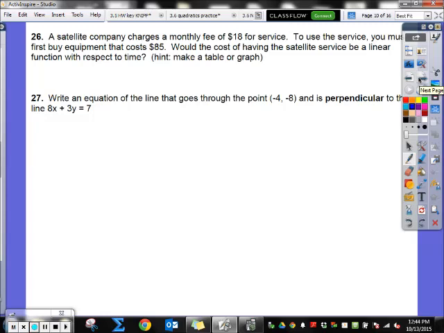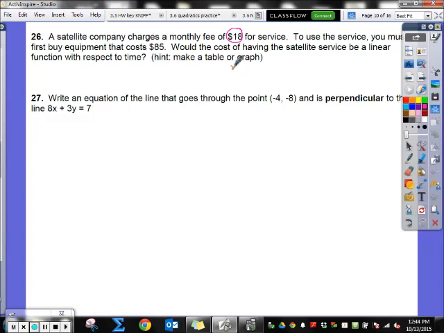A satellite company charges a monthly fee of $18 for service. To use the service, you must first buy equipment that costs $85. Would the cost of having satellite service be a linear function with respect to time? And the answer would be yes, because this $18 is a monthly fee. So since it has a constant rate of change monthly, then it would be linear.